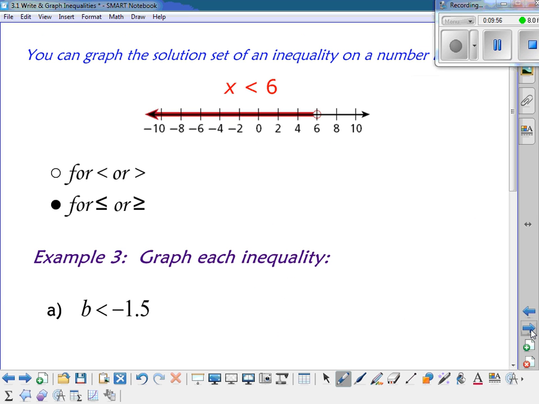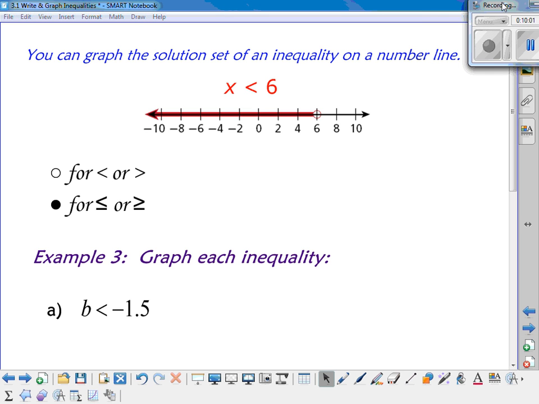All right, so when we graph inequalities, we graph them on a number line. So you can graph the solution set of an inequality on a number line. For example, here we have x is less than 6. They have an open circle, or a circle that's not filled in, on the 6, and then the numbers that are less than 6 are going to the left.